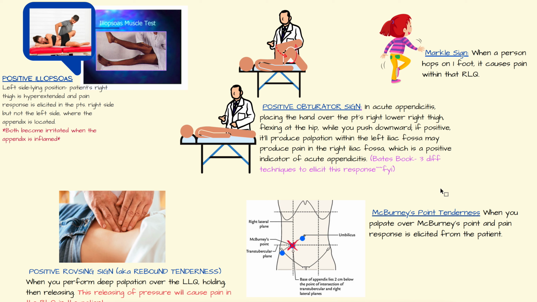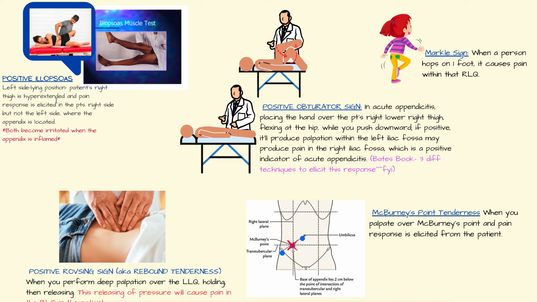A positive Rovsing sign, aka rebound tenderness, is what we know it by, but the boards may not say rebound tenderness. They may use the opposite word. When you perform deep palpation and then withdraw your hand, the patient's going to feel that pain. And then for the positive iliopsoas test, if the patient lies on their left side and you hyperextend that leg, they're going to elicit pain on that right side.